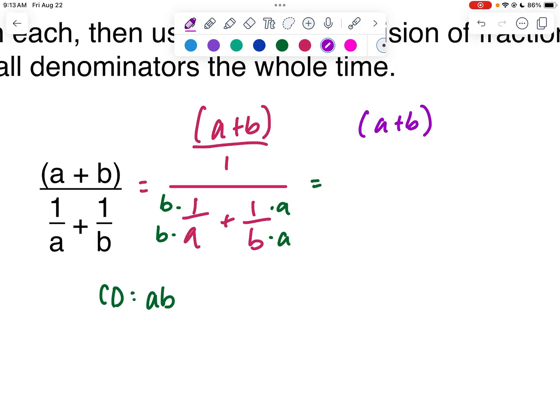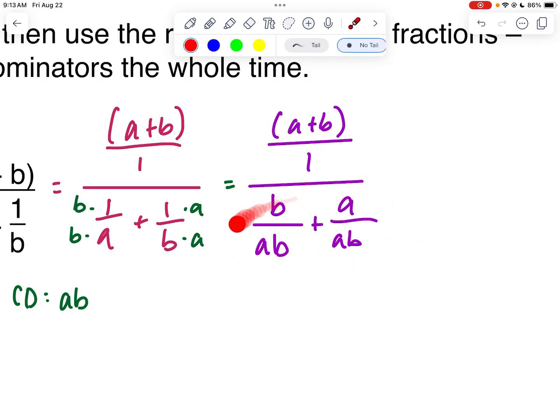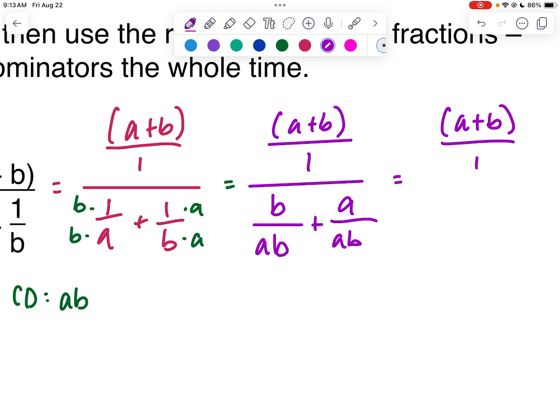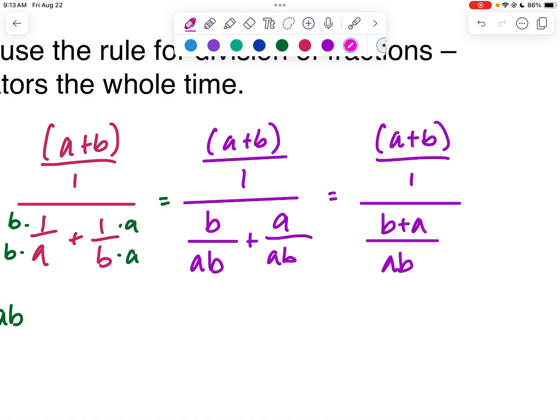So I have a plus b all over 1, all over, this becomes b over ab plus a over ab. Right, I can go and combine these fractions together, so I'm going to rewrite it one more time. a plus b all over 1, all over b plus a over ab. Same exact thing where I have this division of a fraction. I'm going to go and multiply this guy on up. This becomes ab on top over b plus a in the bottom.